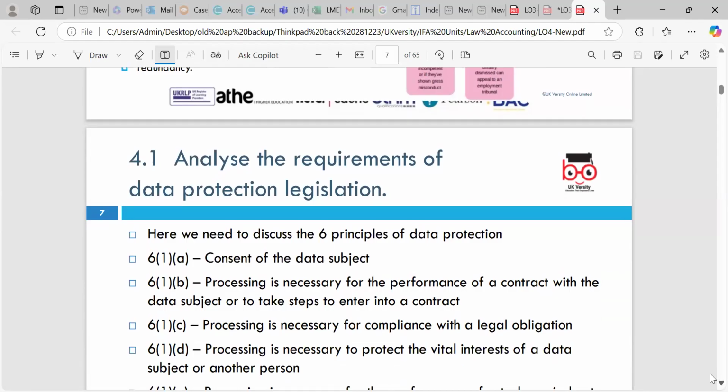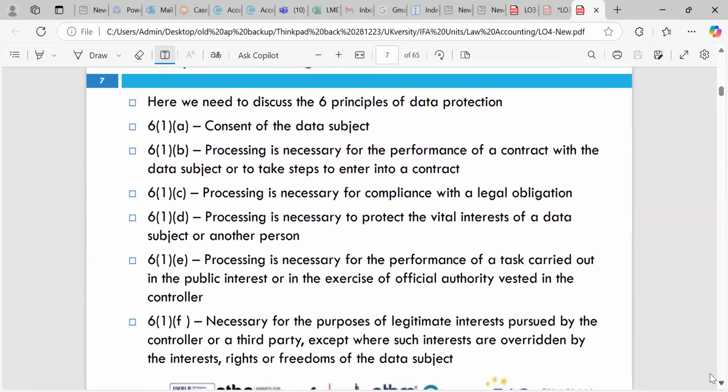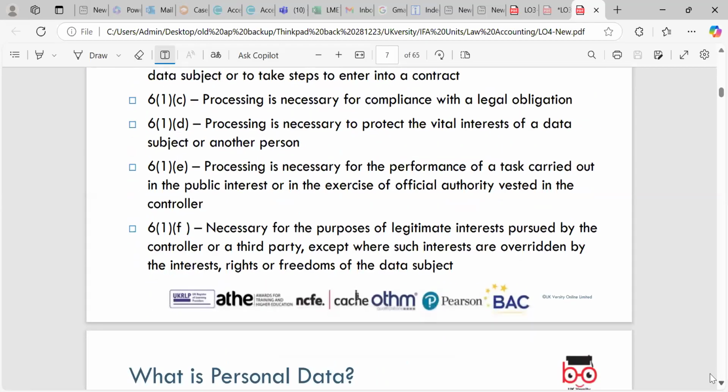So analyze the requirements of data protection: the consent of the data subject, the processing necessary for the performance of the contract, the data. That's why it's important, processing necessary for compliance, like the record of invoices and various other audit records. We need to look at the performance of a task carried out in the public interest. Okay, so a lot of legislation can be superseded when it comes to public interest. Yes, whatever law we have, if the government thinks this is not in the public interest, it can be overridden, because UK law is more based on case law. Okay, the purpose of the legitimate interest pursued by the controller or third parties, except where your interest is overridden, and we can look at the interests and freedoms.